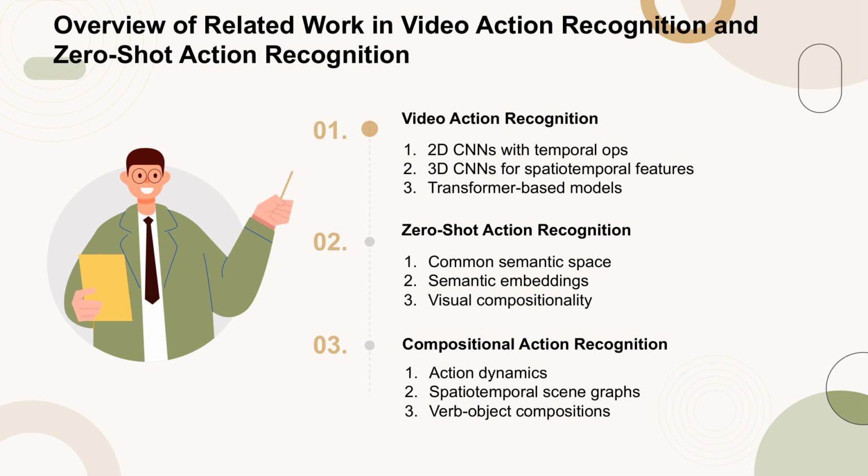In video action recognition, previous methods have primarily focused on using 2D CNNs with separate temporal operations, 3D CNNs to extract spatio-temporal features, and more recently, transformer-based models. Zero-shot action recognition aims to recognize actions not seen during training by mapping video features and action embeddings into a common semantic space. Compositional action recognition, on the other hand, focuses on the compositional nature of actions, decomposing them into spatio-temporal scene graphs and recognizing verb-object compositions.